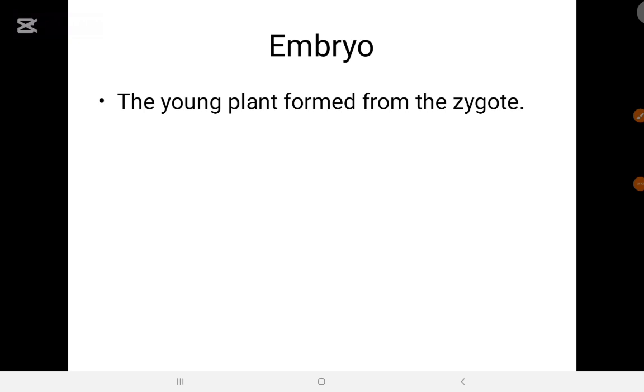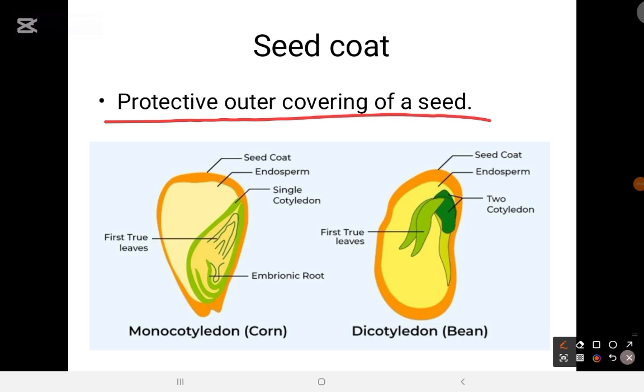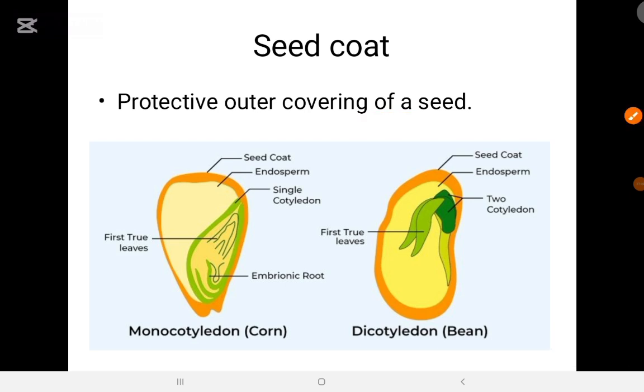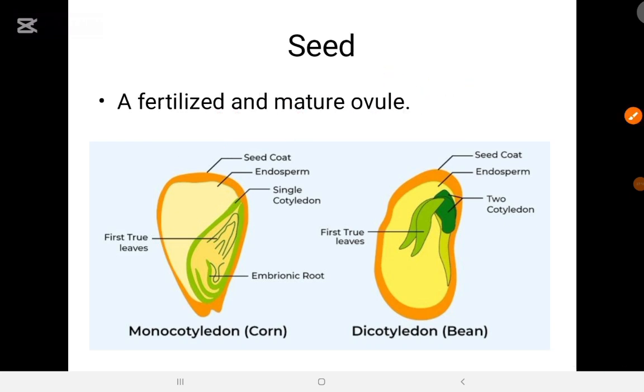Then we have the embryo, which is a young plant formed from zygote. Then we have the seed coat. The seed coat is basically the covering of the seed. It is a protective outer covering of a seed. It protects it from desiccation primarily. Now the seed is a fertilized and matured ovule.